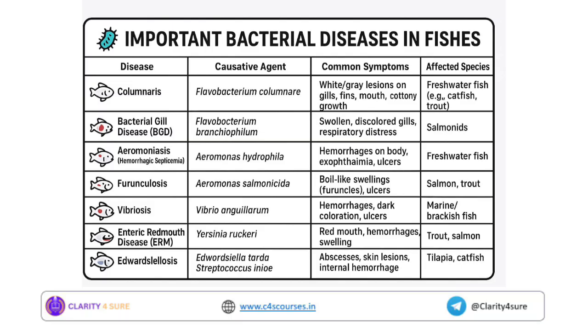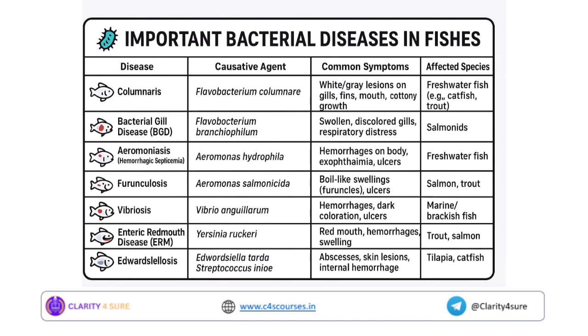As you can see on your screen, there is a table which contains all the important bacterial diseases in fishes relevant for your examination. So the number one is Columnaris. It is also known as cotton wool disease. It is caused by Flavobacterium columnare. It's one of the most common bacterial diseases in freshwater fish, especially in catfish and trout. This bacterium thrives in warm, slowly moving waters, particularly in poorly maintained systems.